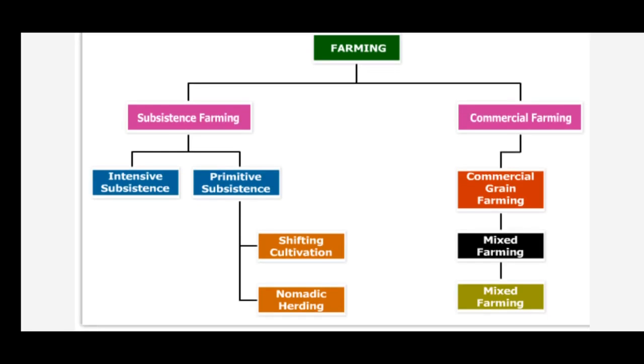Now, different types of farming. Farming is mainly classified into subsistence farming and commercial farming, children. Again, they will be subdivided into many classifications, which we will discuss tomorrow.